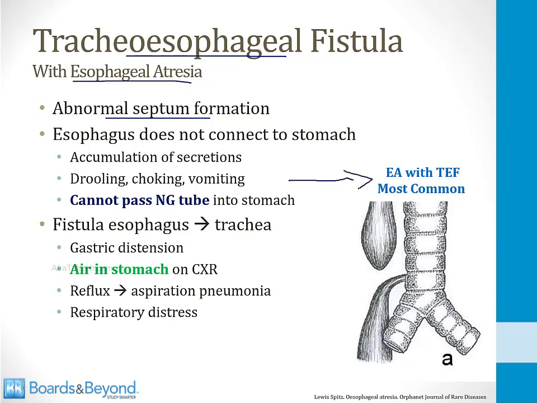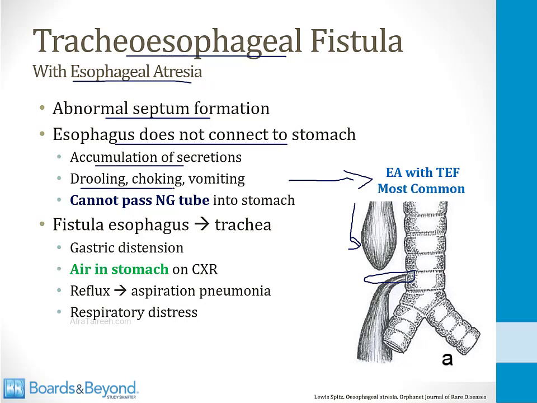I talk about this in much greater detail in videos in the GI section, but the esophagus ends in a blind pouch like shown here, and the trachea has a fistula connecting it to the esophagus and the stomach. In babies born with this condition, the esophagus doesn't connect to the stomach, so accumulation of secretions will occur in the esophagus, and the baby will have drooling, choking, and vomiting.